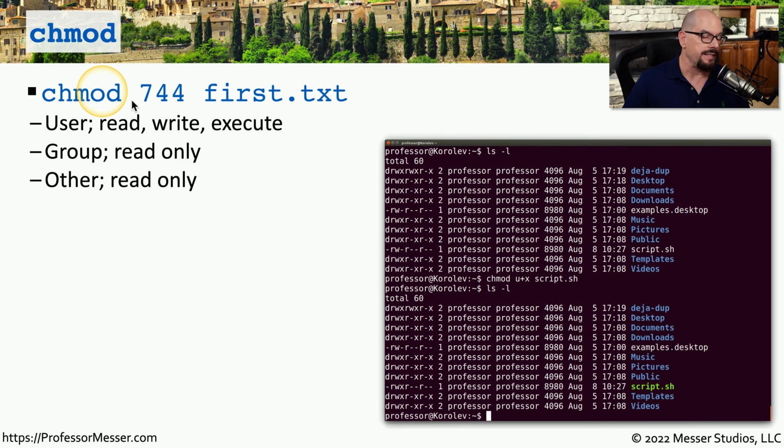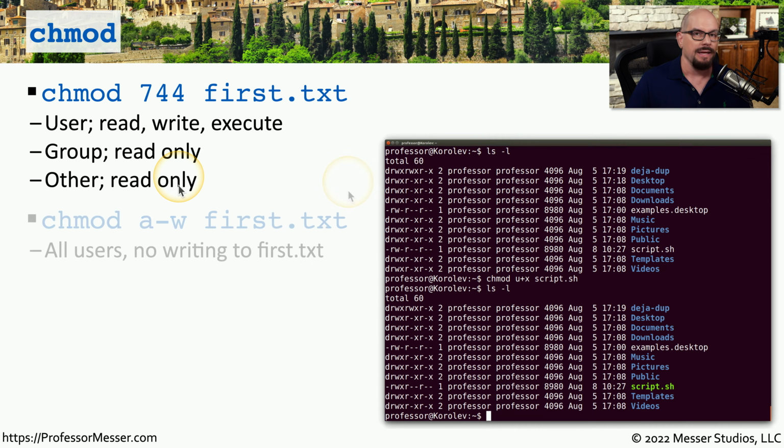So if we were to use the chmod command with a 744 on file first.txt, that would mean that the user would be associated with the 7, or read, write, and execute access. The group would be associated with the 4, which is read-only access, and everyone else would have access of 4 or read-only.